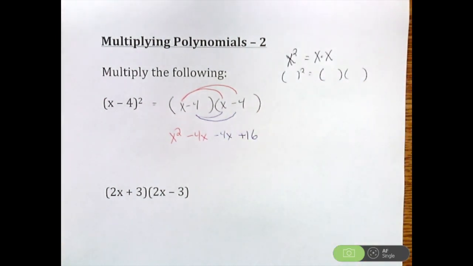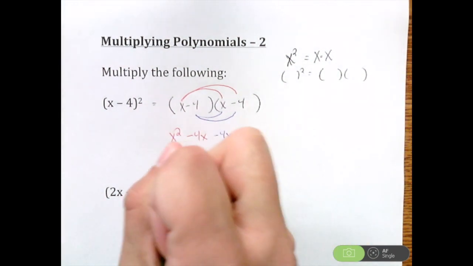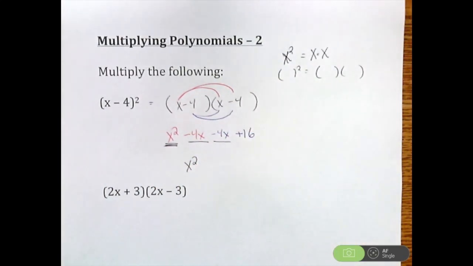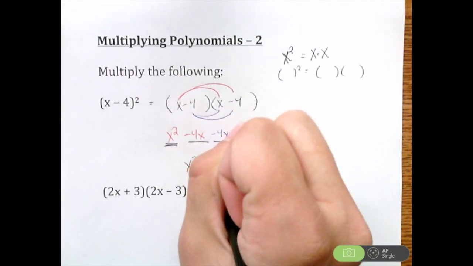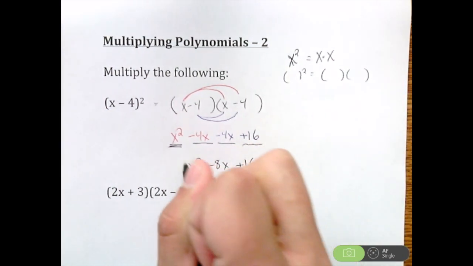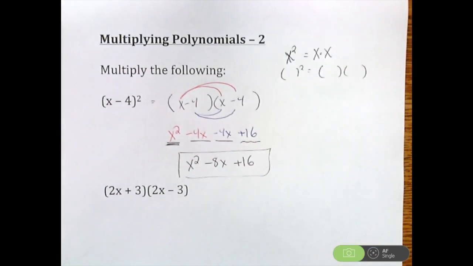Only thing left to do is combine like terms. So start with the x squared. I have an x squared term here that combines with nothing. I have a negative 4x and negative 4x, which is negative 8x. And then I'm left with a plus 16 on the end. So I have my answer there in standard form.